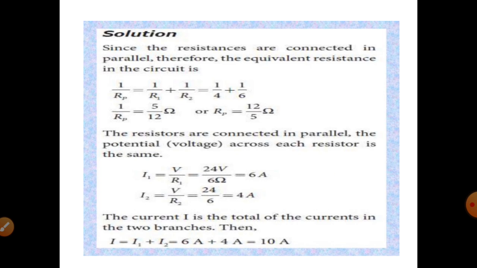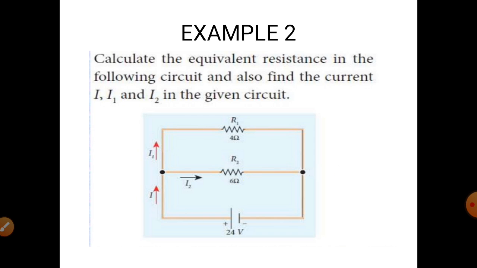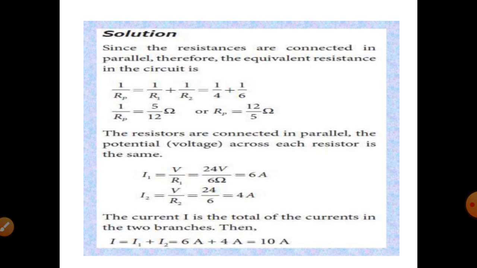So we get the value of Rp by taking the reciprocal, changing the numerator and denominator. Rp is equal to 12 by 5 ohm. Next we have to find the values of I1 and I2 from Ohm's law. V is equal to IR, I is equal to V by R. The total voltage is already given in the problem as 24 volt. So we have to apply 24 volt in this problem.